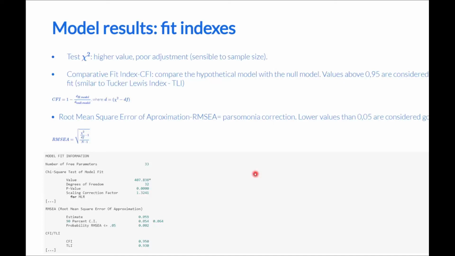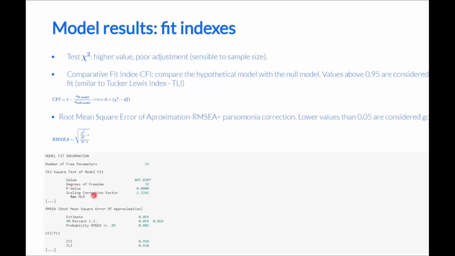What about the evaluation of the model? Here we have to observe the output file in Mplus, and in Mplus we will have a lot of information about the fit indexes. The most important elements are three: the chi-square test of model fit, in which a high value means poor adjustment. The null hypothesis is that the matrix that we estimate based on our hypothetical model is very close to the sample matrix. And in this part, we don't want to reject the null hypothesis.